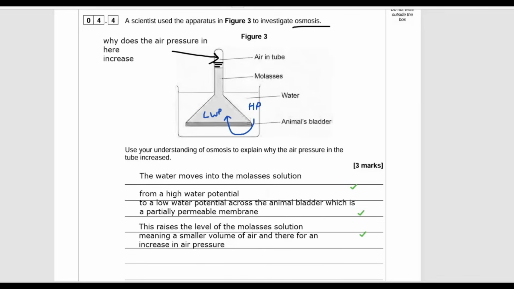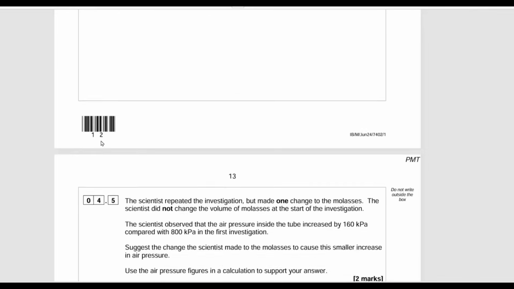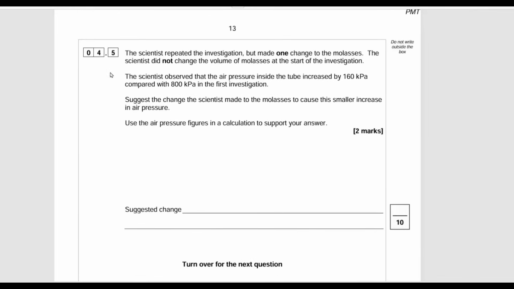Right, let's move on and check the next thing. Ah, it's the end of the question. 4.5. The scientists repeated the investigation but made one change to the molasses. The scientists did not change the volume of molasses at the start of the investigation. So we kept the volume of molasses the same. The scientists observed the air pressure inside the tube increased by 160 kilopascals compared with 800 kilopascals in the first investigation. Okay. Suggest the change the scientists made to the molasses to cause the smaller increase in air pressure. Use the air pressure figures in a calculation to support your answer.